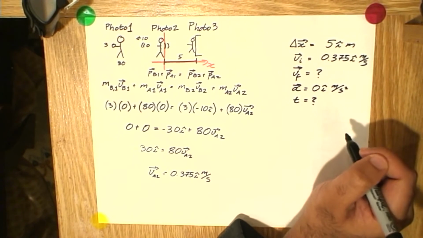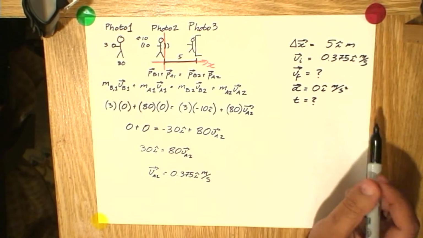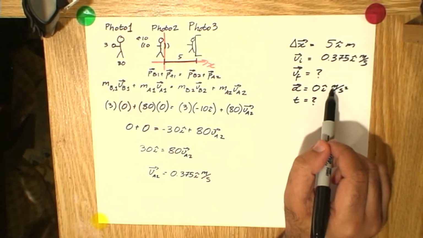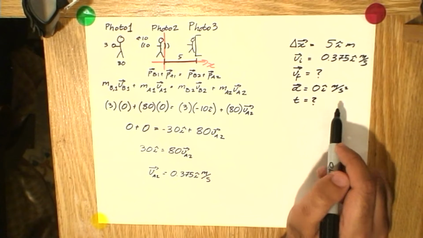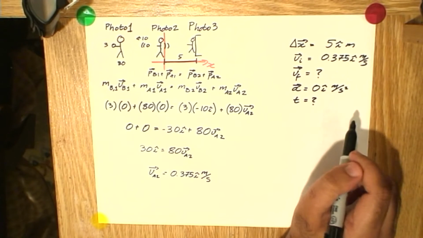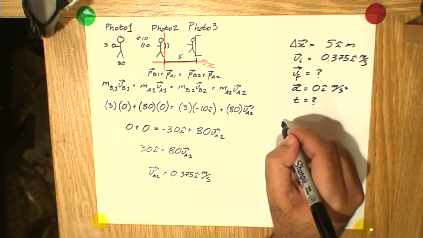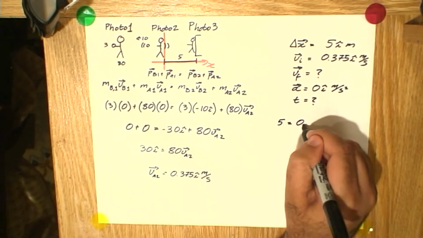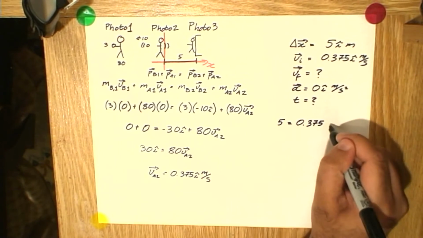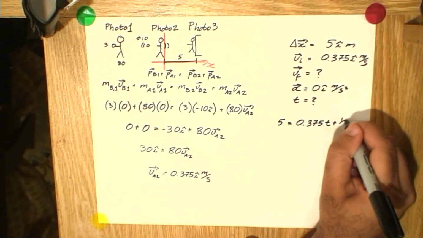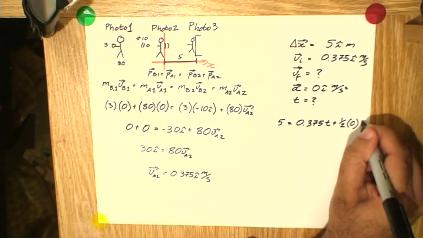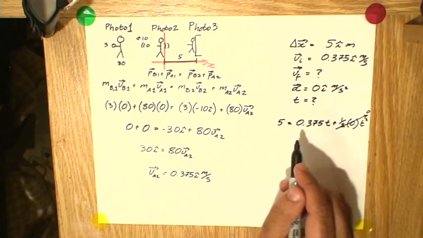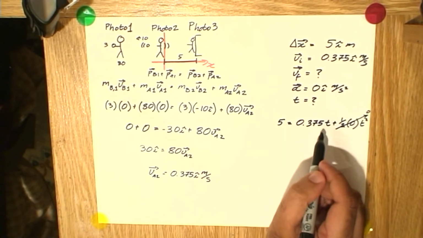And the time is also unknown. So, time is unknown, but initial velocity, delta x, and acceleration are known. So we can use toolbox equation number 2 to solve for all of this. So delta x, 5, is equal to v initial, 0.375, times time, plus 1/2 times acceleration, 0, times time squared. This entire term cancels out, and we're left with 5 is equal to 0.375 times t.